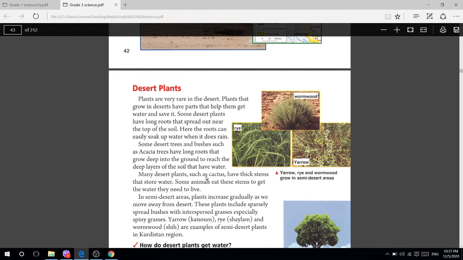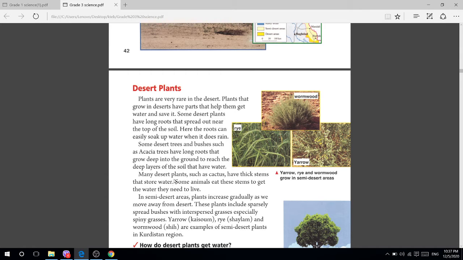Many desert plants, such as cactus, have thick stems that store water. For example, a cactus has very thick stems. They store water in these thick stems during the summer and then use it. Some animals eat the stems. Why? Some animals eat the cactus to get the water they need to stay alive.